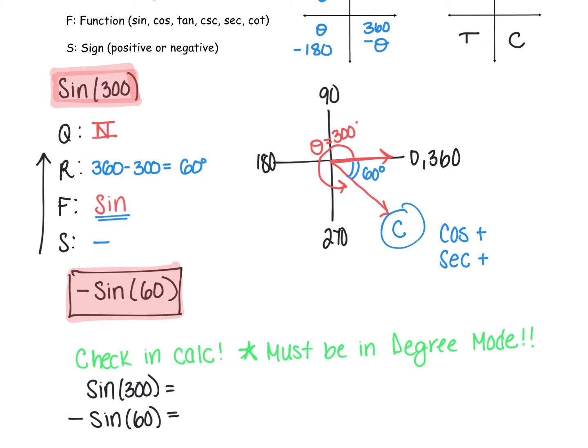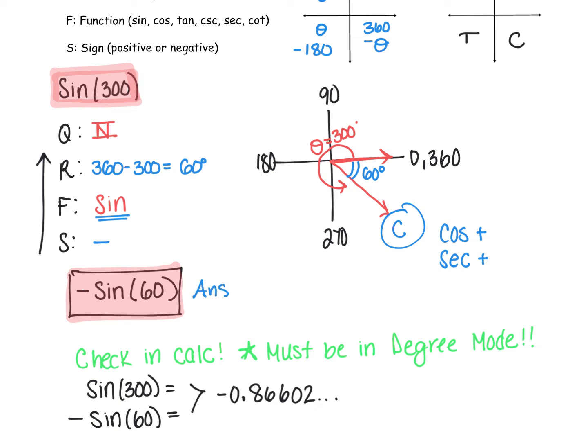So take a minute, pause the video, type these two in, and then hit resume when you're ready for the answer. Okay, so for both of them, you should be getting negative 0.86602 and then a whole bunch of other decimals. So since they're equal, you know that you did the work correctly.